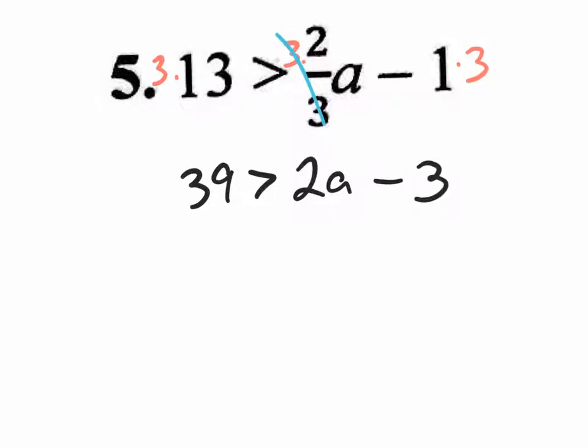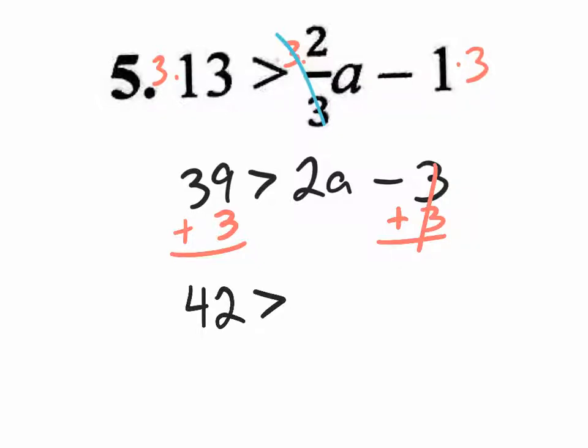So let's continue to get a by itself on the right side. What do I get rid of first, the 2 or the minus 3? The minus 3. So I want to get rid of that minus 3 by doing the opposite, plus 3. What I do to one side, I need to do to the other to maintain the balance. That will be a 42 on the left side. It's a greater than symbol. It didn't flip because I didn't multiply or divide by a negative. I only added 3 to both sides.